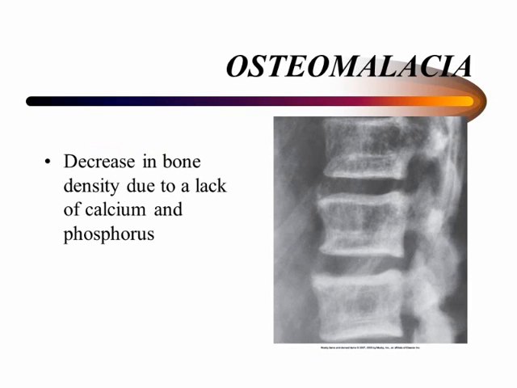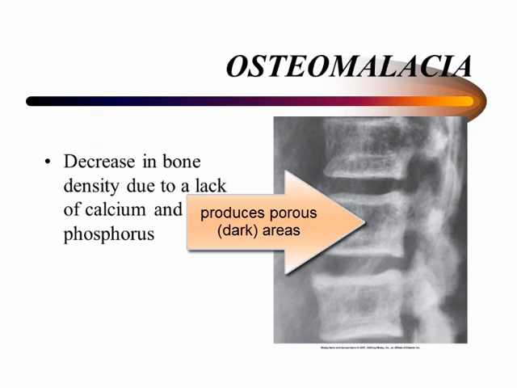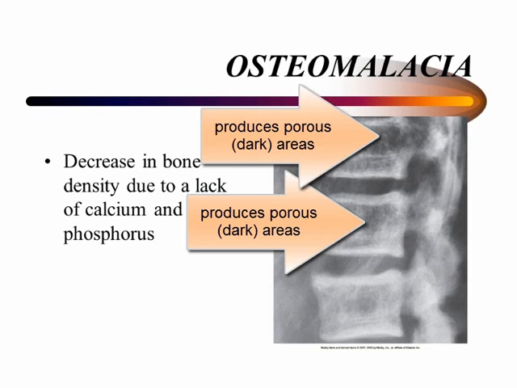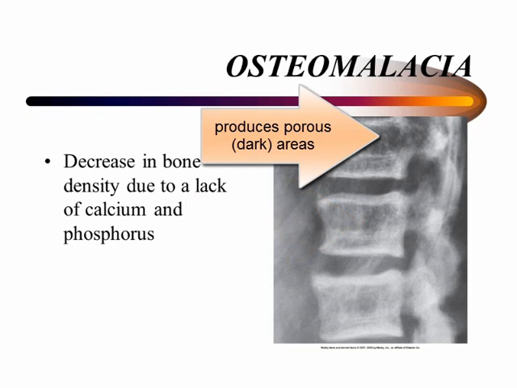Osteomalacia, referred to as softening of bone, refers to a decrease or insufficient mineralization of the adult skeleton due to a lack of calcium and phosphorus. We're looking at a lateral projection of the thoracolumbar region, and notice the striking prominence of the cortices of the vertebral bodies with increased tuberculation of the spongy bone.